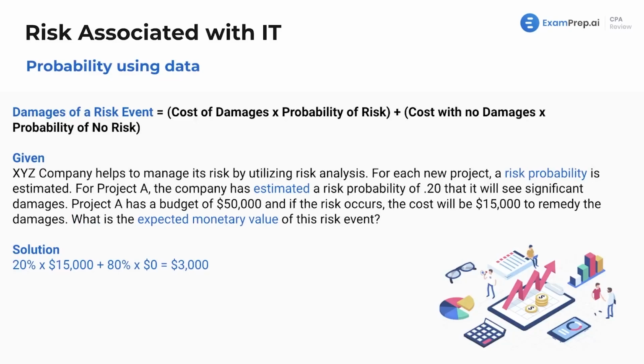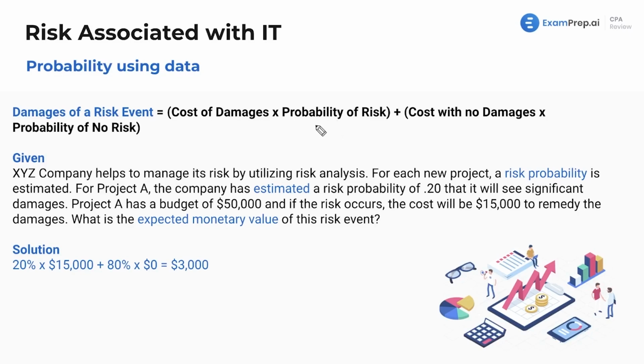Probability using data. So quantifying probability, this does pop up a couple random times throughout the exam. How do you quantify data? I mean, probability, right? How do you quantify the risk, the probability that a risk will happen? So the damages from something happening, a risk event, such as getting hacked or even a tornado happening or anything, right? Or an attack, like physical, on your company is the cost of the damages times the probability of risk.